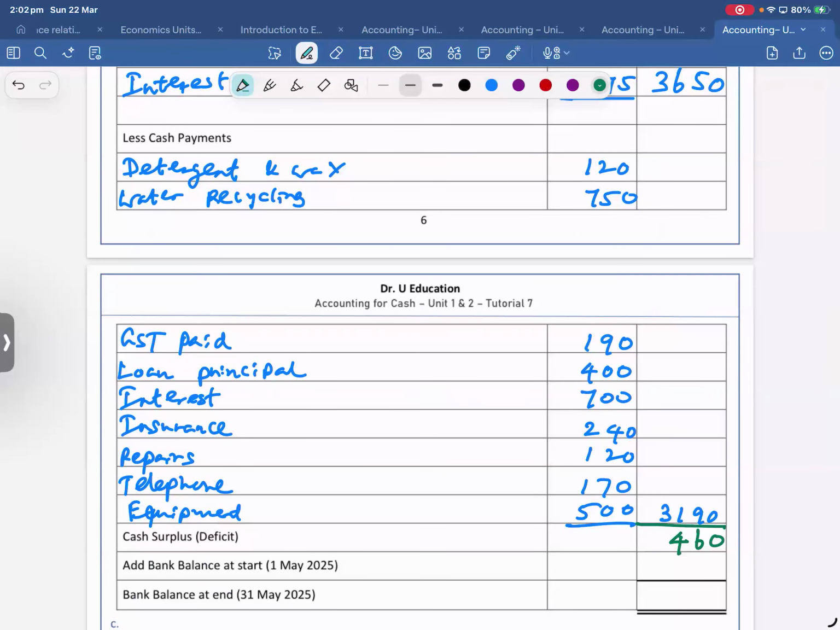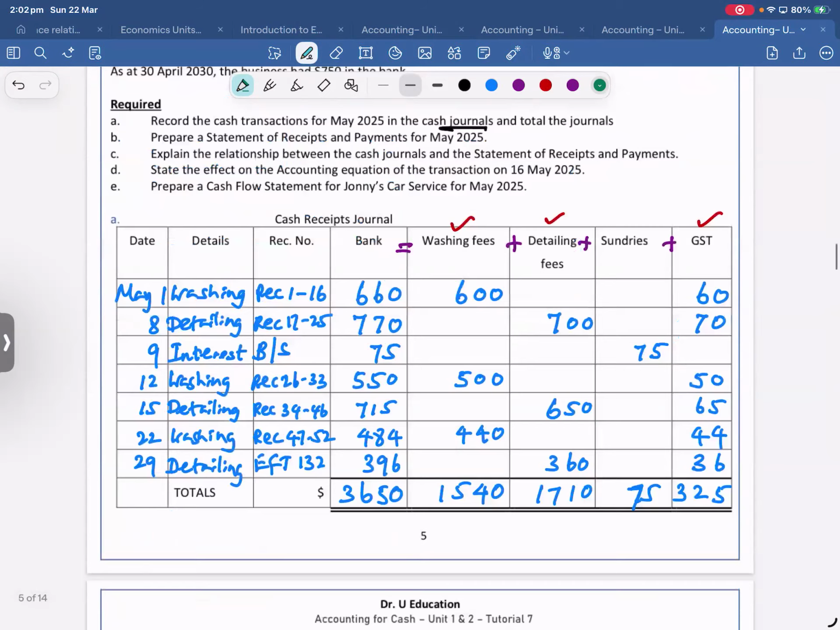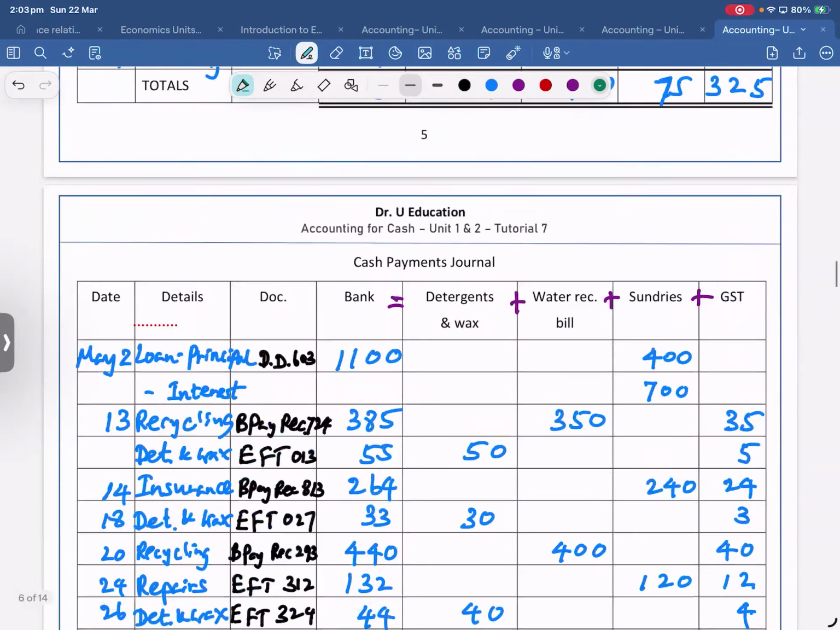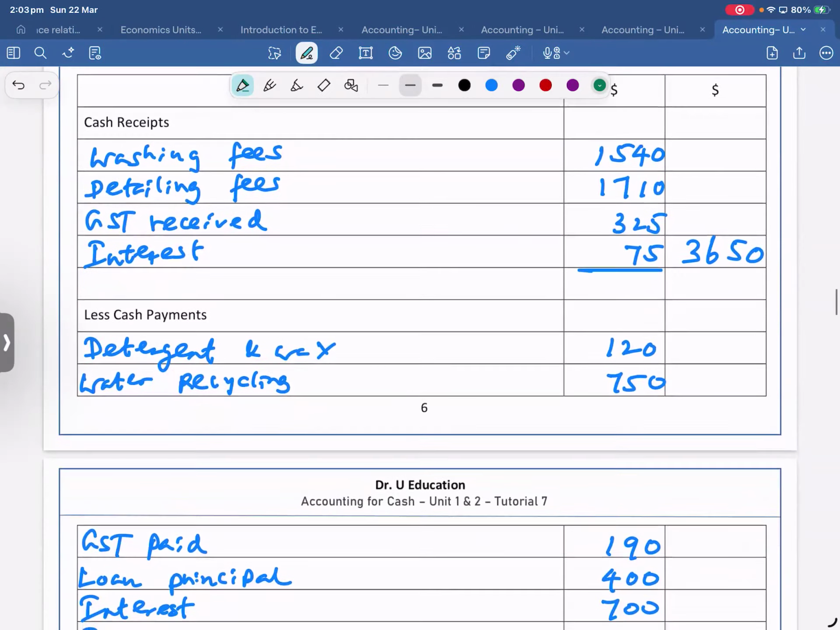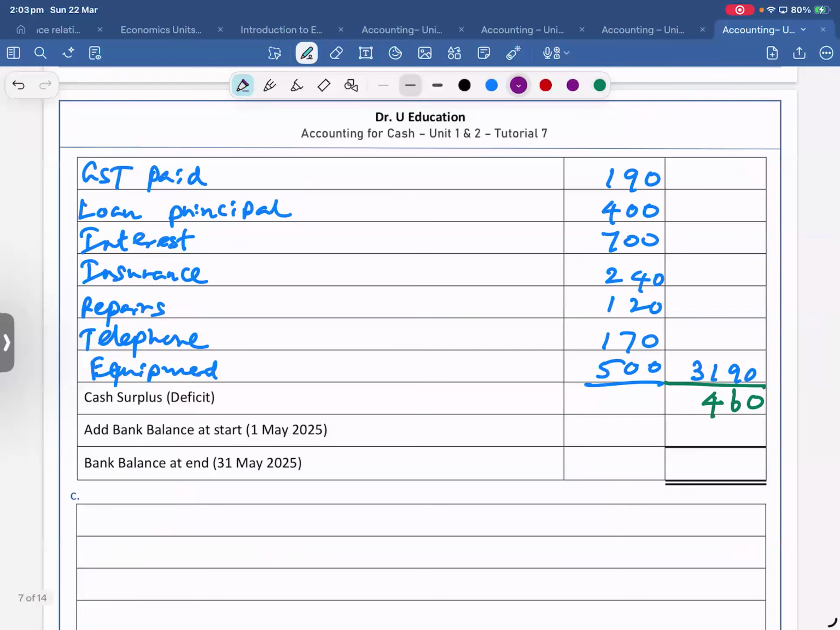So then 460, and then the opening bank balance they had given us, right? See, as at 30th April, we had 750 in the bank. As at 30th April means the next morning will be May 1st, which is the same thing, right? Yes, 750 is the opening bank balance, which is the 1st of May. Then you are adding them together to get the balance at the end of the month: 1,210.